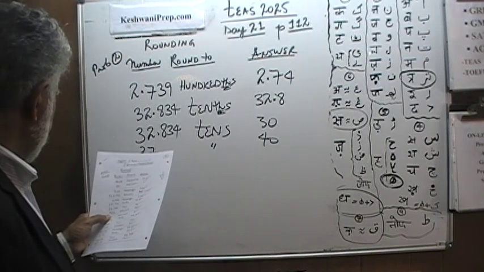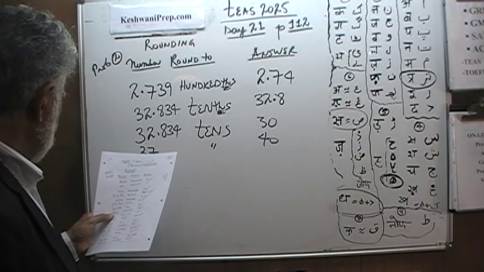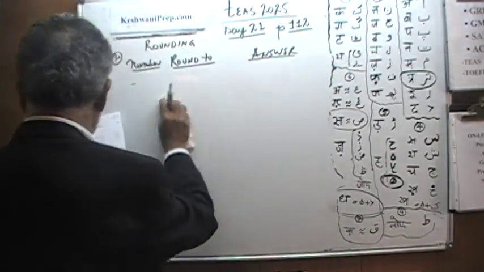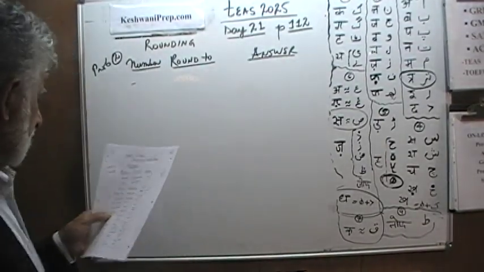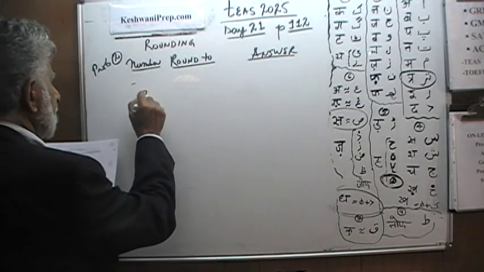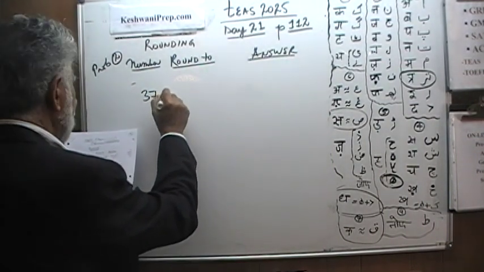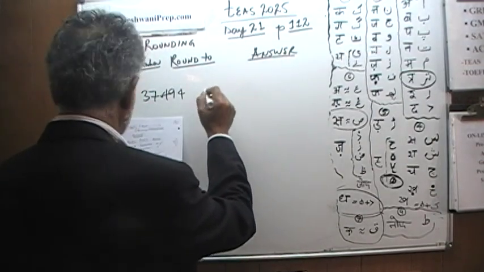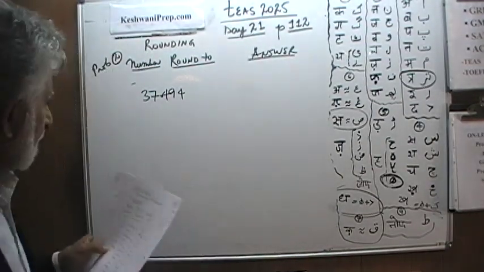What did we do just now? 32 point. Let's do the next one. 37.494, rounded to nearest. We just did that. There's no reason for it. Let's do the next one.